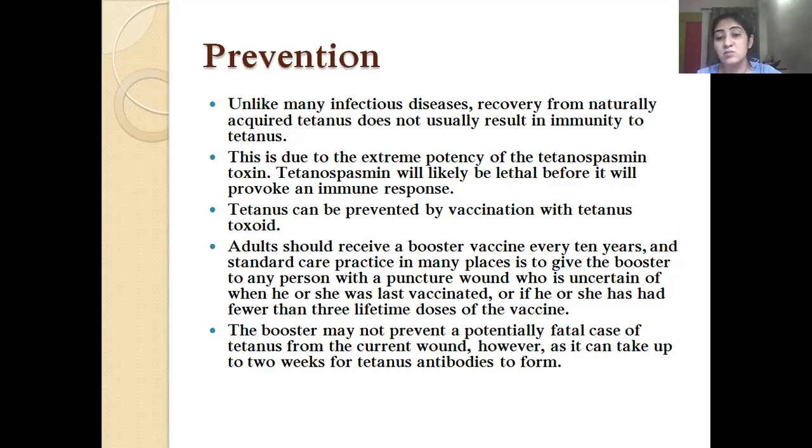Adults should receive a booster vaccine every 10 years, and a standard care practice in many places is to give the booster to any person with a puncture wound who is uncertain of when he or she was last vaccinated, or if he or she has had fewer than 3 lifetime doses of the vaccine. The booster may not prevent a potentially fatal case of tetanus from the current wound, however, as it can take up to 2 weeks for tetanus antibodies to form.